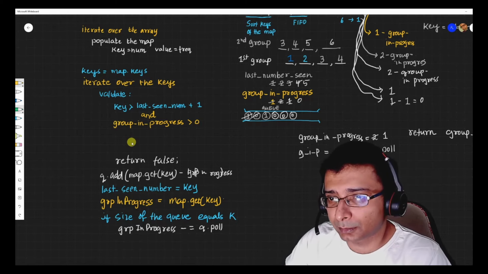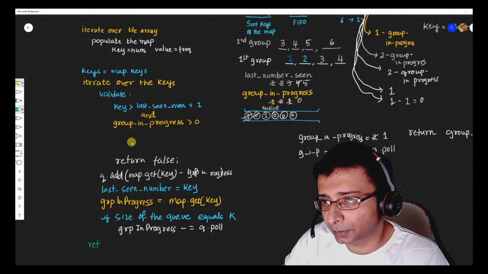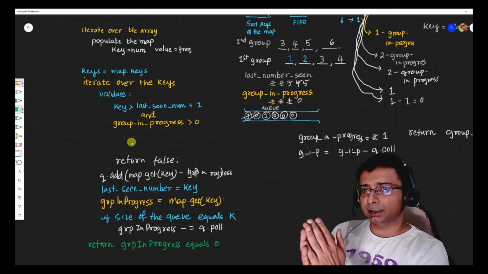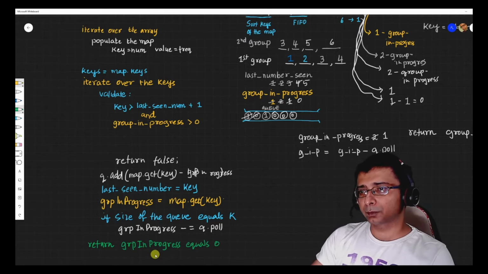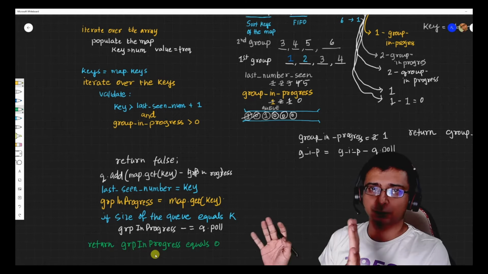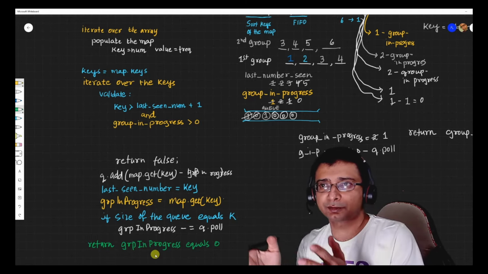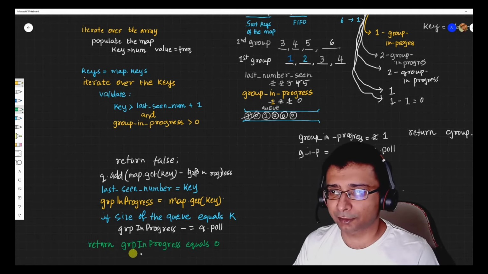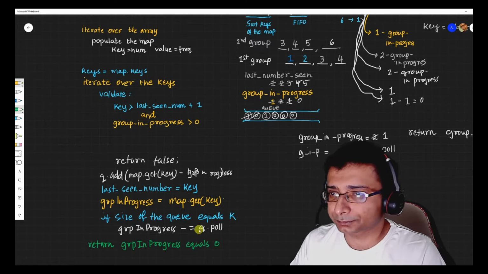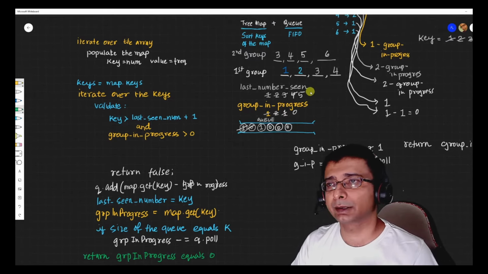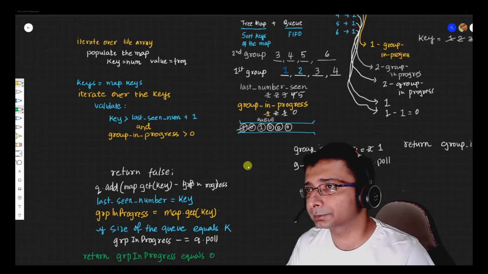So if I am able to come out of this loop successfully, what I'm going to return is, how do I know that it's a valid case or not? We are going to return that group in progress equals 0. When we are out of this loop, if my group in progress is greater than 0, I am going to say, no, boss, I cannot split this array into continuous size of k elements, because I have a group in progress which has not ended. If it is 0, that means I have completed all the groups the way we have done over here. We have completed all the groups successfully.